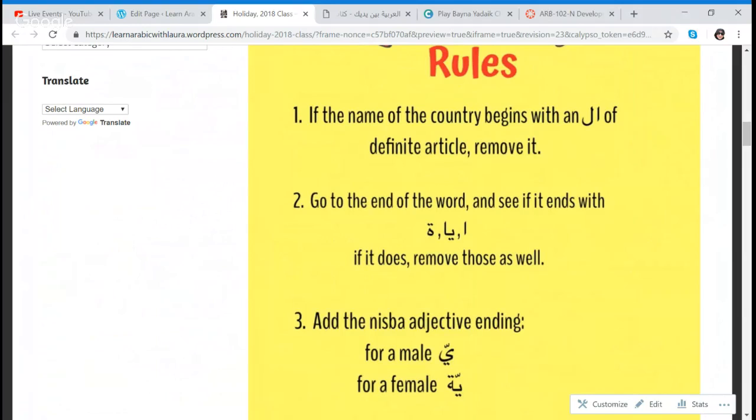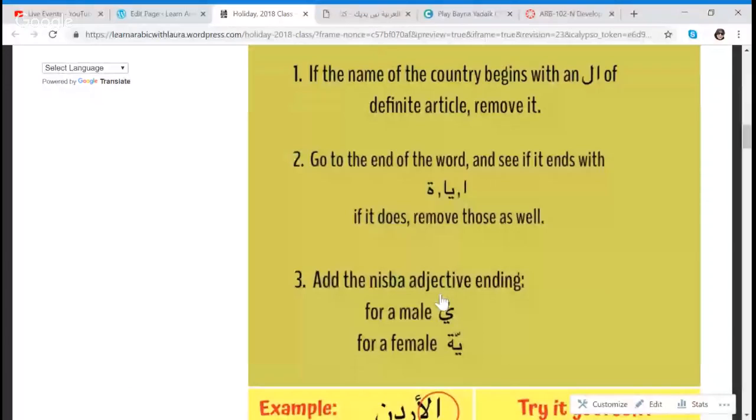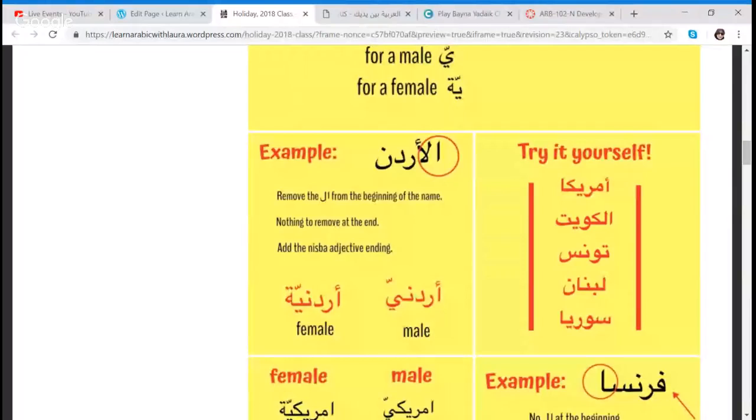And to that stem, you add the nispa adjective ending. The nispa adjective ending for a male is Ya with Shedda. So it's E. Okay. Kind of a really strong E. For a female, it's a Ya with Shedda and then a Tamarbuta. So it's Iya. So E for a male, Iya for a female. Okay. So let's look at an example. And then you're adding the voweling after that, correct? Correct.